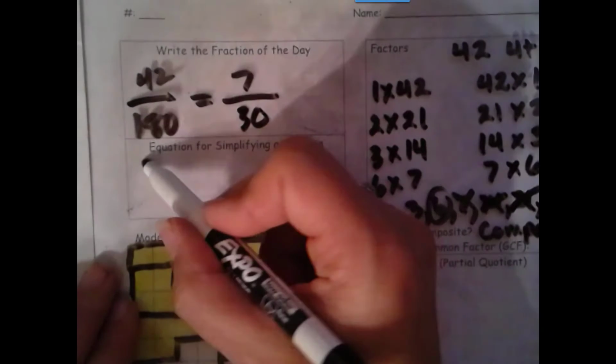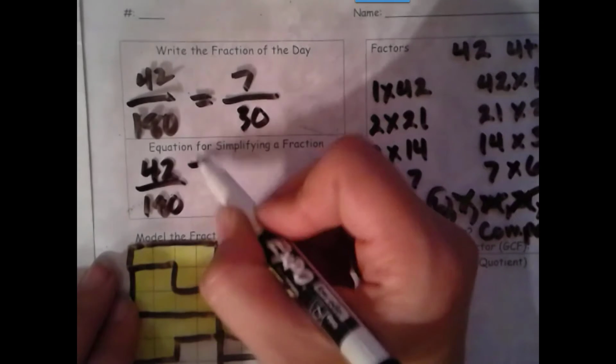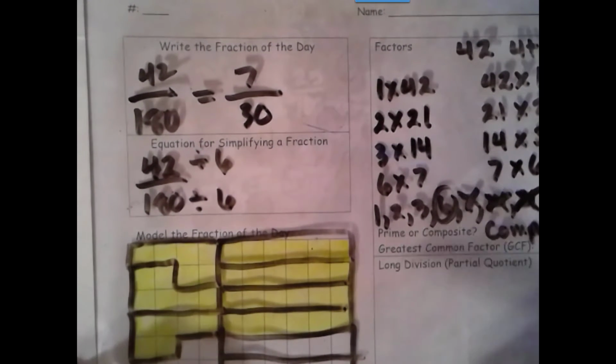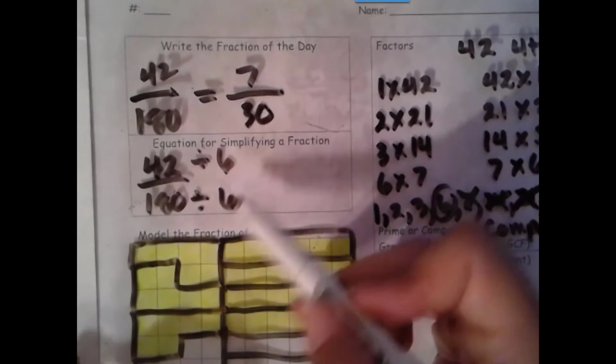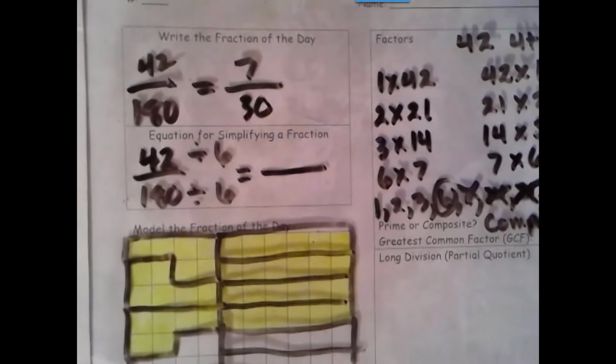Okay, so we've done the division with our model. Let's go ahead and do it with our algorithm. So we're dividing both by our greatest common factor, because we put the shaded into groups of 6 and the unshaded into groups of 6. So it's always the same amount. Okay, so let's go ahead. 180 divided by 6 and 42 divided by 6.